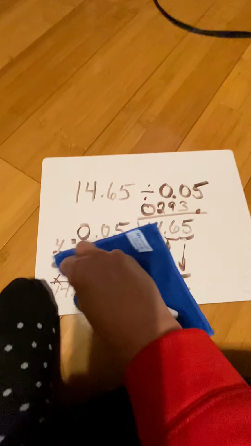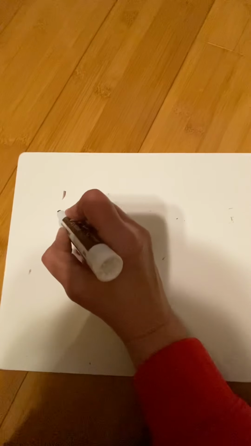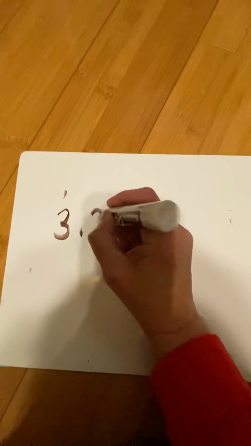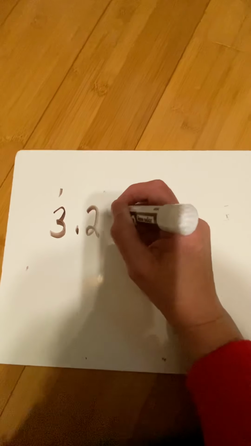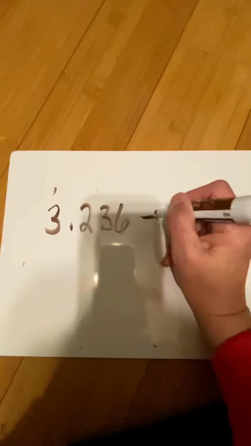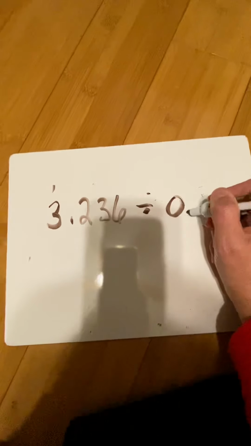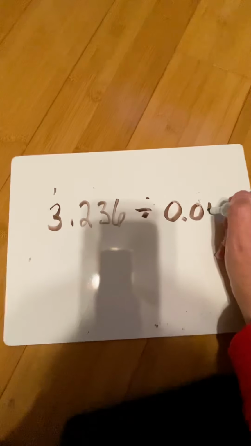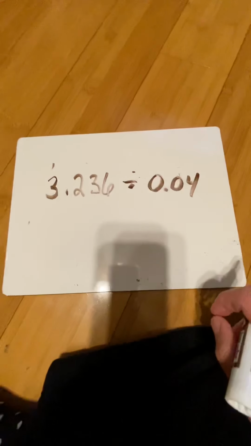Okay, let's do one more. Okay, 3 and 236 thousandths divided by 4 hundredths. Okay, I'm going to give you time to do it again.